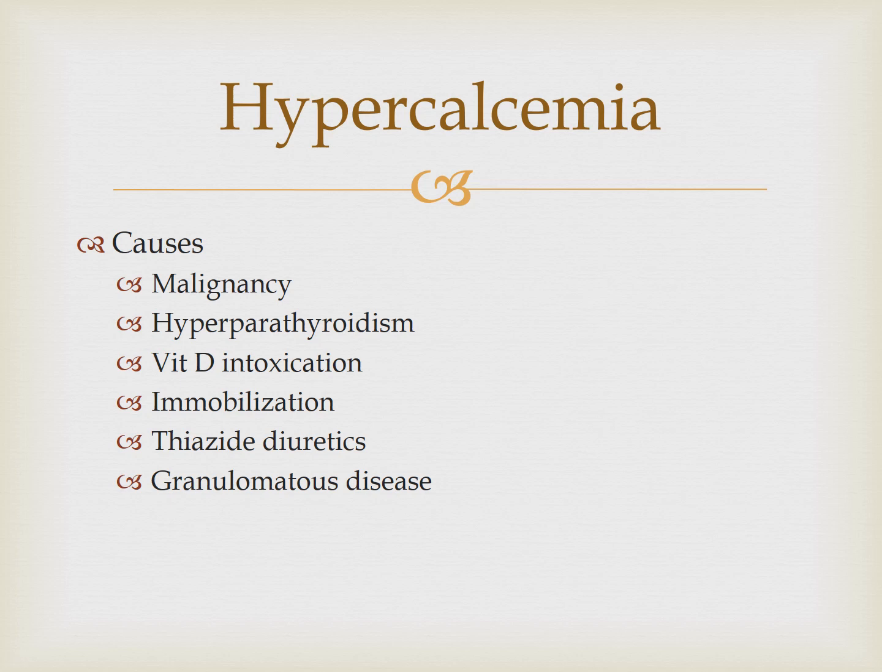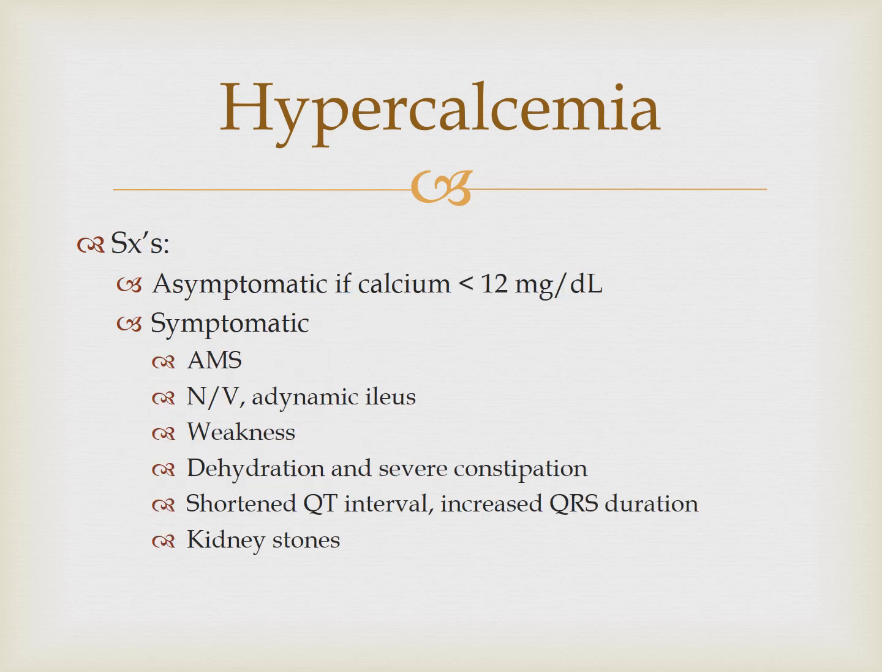Hypercalcemia: you have malignancy, hyperparathyroidism, vitamin D intoxication, thiazide diuretics, immobilization is another reason, PTHrP, bone metastasis. Good. Now we talk about symptoms. Asymptomatic if the calcium is less than 12. They're usually symptomatic with altered mental status, nausea, vomiting, ileus, shortened QT interval, increased QRS, kidney stones, dehydration, severe constipation. They become symptomatic when the calcium is greater than 13 or ionized calcium greater than 6. Calcium greater than 15, there's a severely increased risk of heart block and ultimately cardiac arrest.